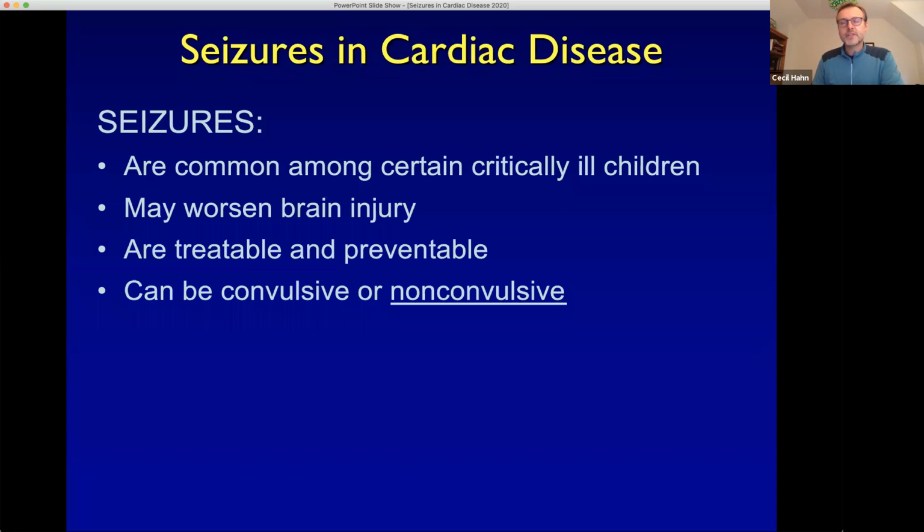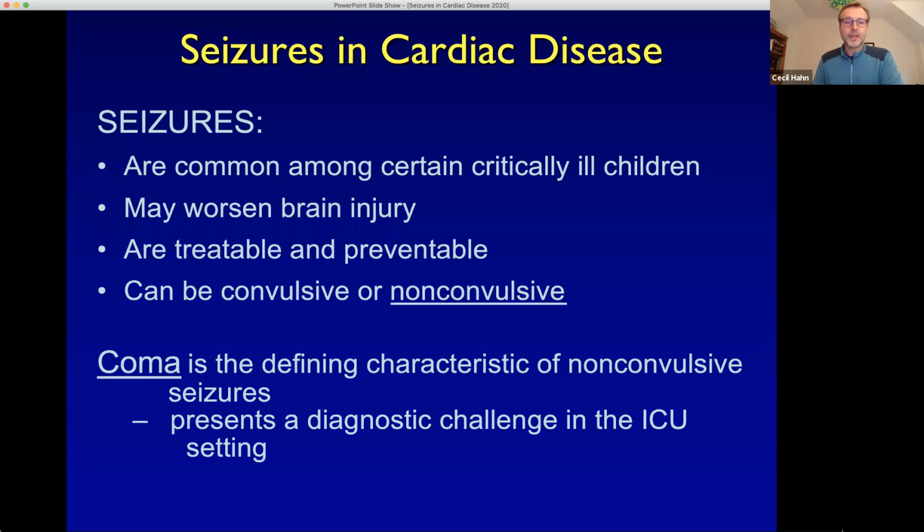Seizures can be convulsive or non-convulsive, and I'll show you that the majority of seizures in the ICU are actually non-convulsive. Coma, or altered mental status, is the defining characteristic of non-convulsive seizures. And that's a big diagnostic challenge in the ICU setting because there are many other potential causes of altered mental status besides seizures. So how do you tell if a patient's altered mental status is due to seizures, or due to sedation, or due to the underlying brain injury?